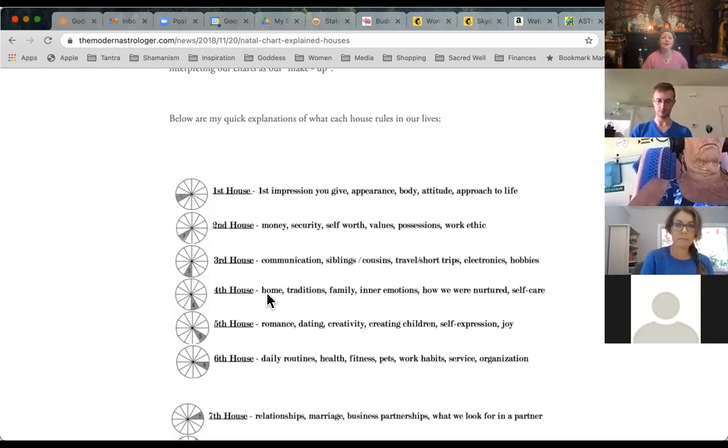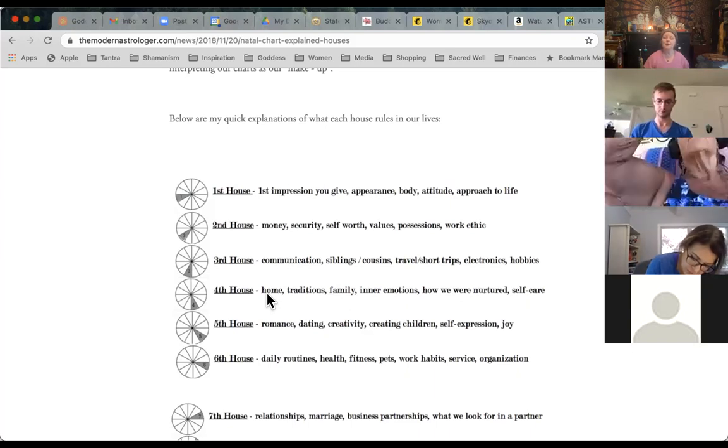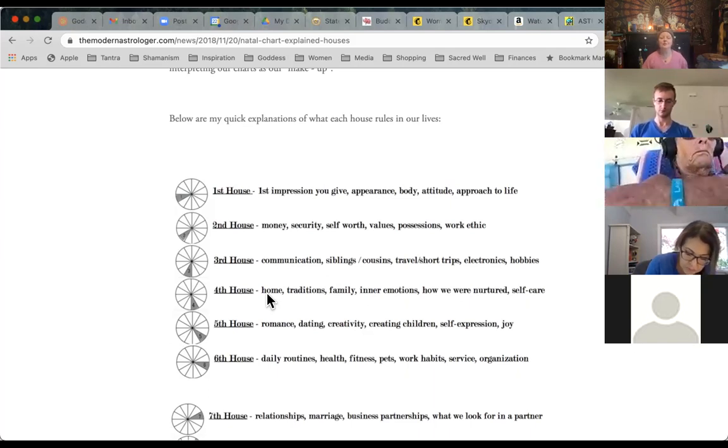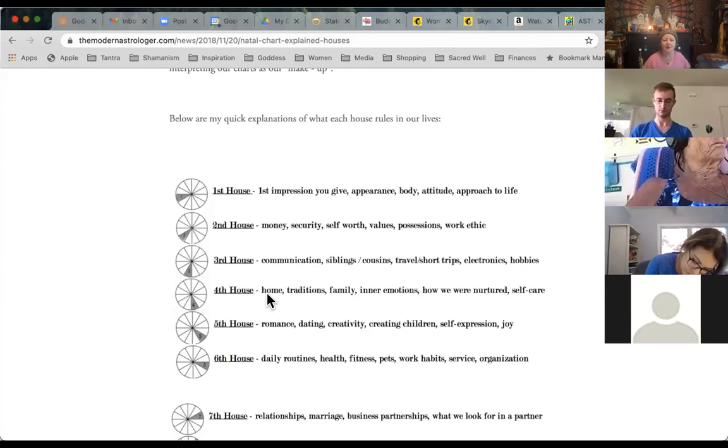We have our kind of private world. It says here inner emotions, but I would say it's our private world, how we perform self-care, what we do for ourselves to calm and soothe ourselves in times of difficulty. Also, the areas of life where we may come up against disturbances or disruptions to our overall sense of safety, peace, and calm. So that fourth house is like our intimate inner sphere.